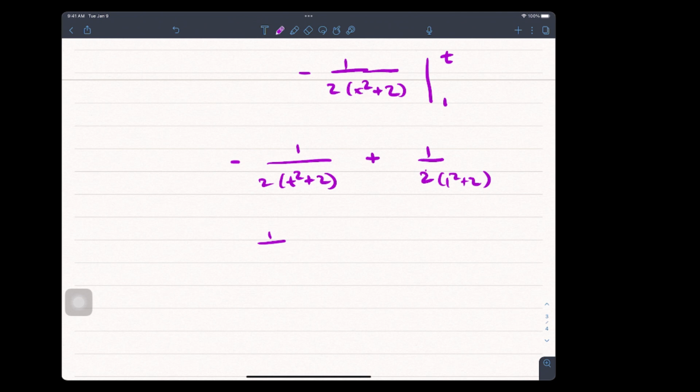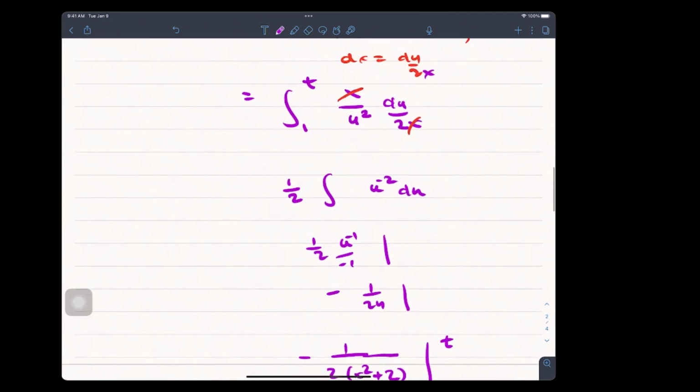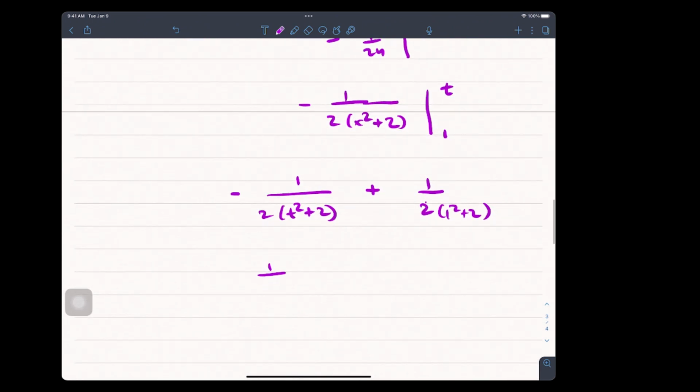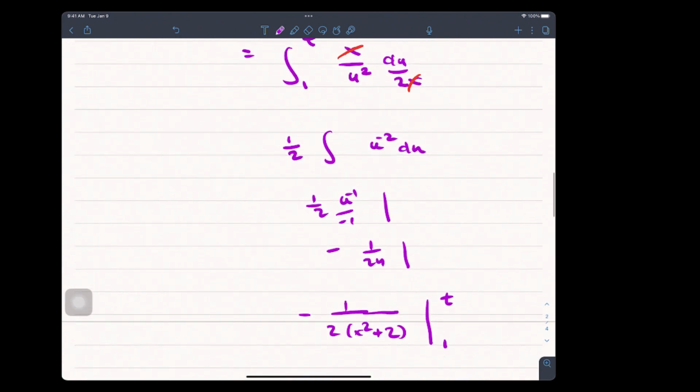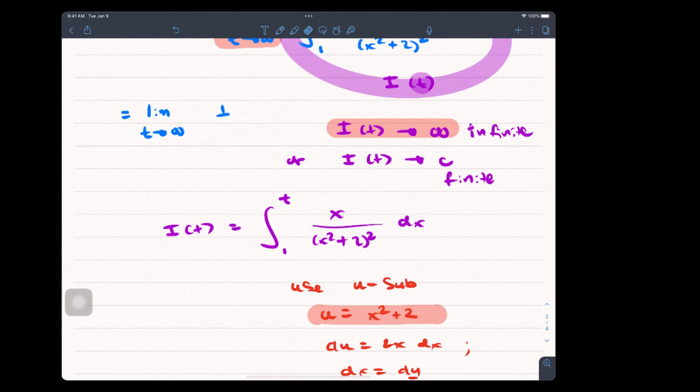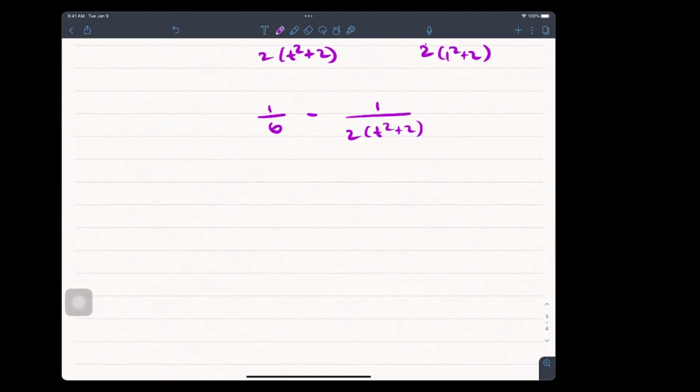Which is going to be, is that 1/6? Let me double check. Wasn't u x squared plus what? 2? Okay. T squared plus 2. Well, 1/6? 1/6 minus 1 over what? 2 times t squared plus 2. So I apologize for that. Now we're going to take the limit. So we're going to get rid of this. So that's really now going to be the limit of that. So we say we're going to take now the limit as t goes to infinity of 1/6 minus 1 over 2 times t squared plus 2. Okay, that looks a little bit better.